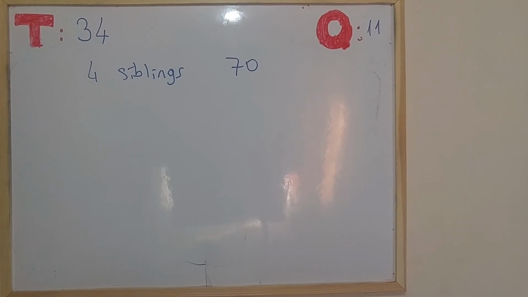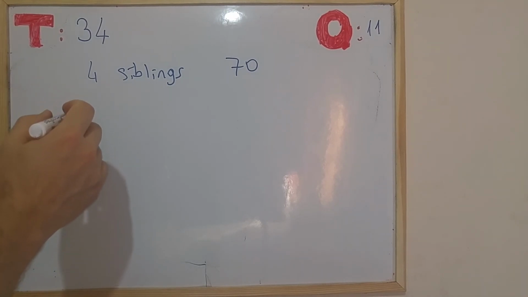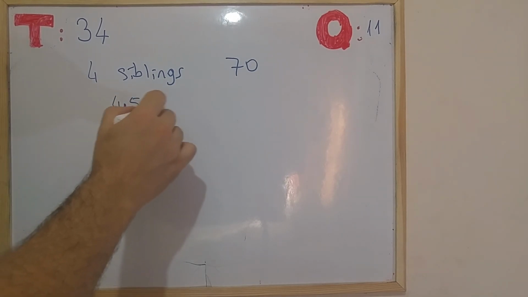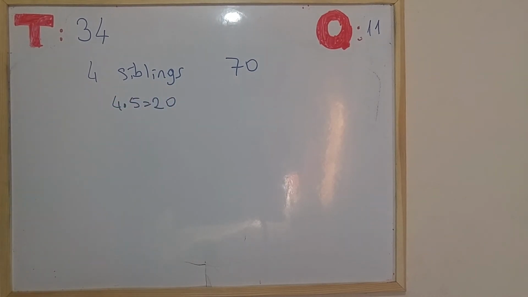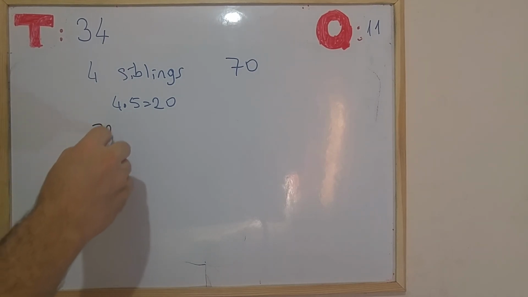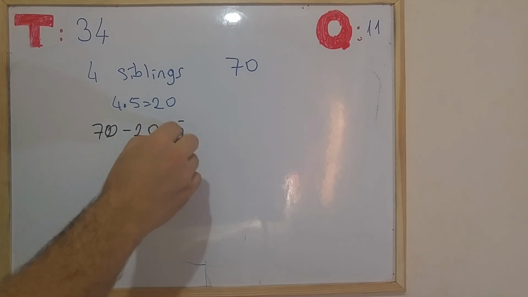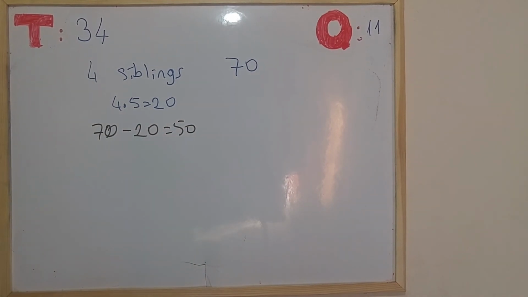Siblings totaling to an age of 70. 5 years ago, each of these was 5 years younger. So the total of their age was 4 times 5, 20 years younger. So my answer must be equal to 70, today's age, minus 20, which is equal to 50.